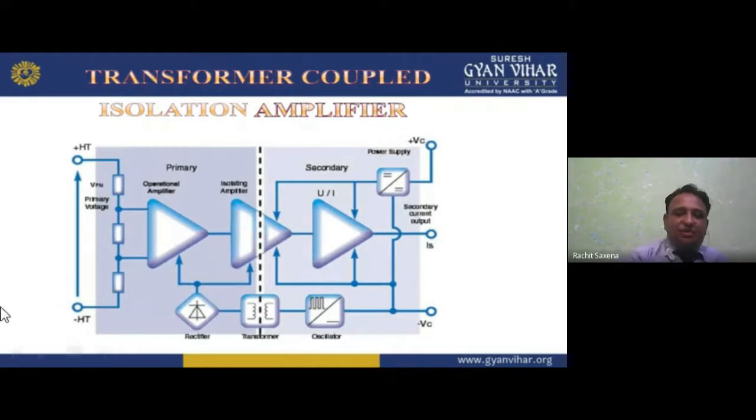So here we have the primary voltage. Then we have the op amp, that is operational amplifier. Then the rectifier. The transformer is there, the isolating amplifier with transformer coupling. Then we have the oscillator output. The secondary op amp is there. This is the primary, this is the secondary. We have the power supply, because we have to give the supply, since the op amp is basically IC741. So one supply we have to give on the pin, that is here. The secondary current output we are getting from here. So I hope you understand this.